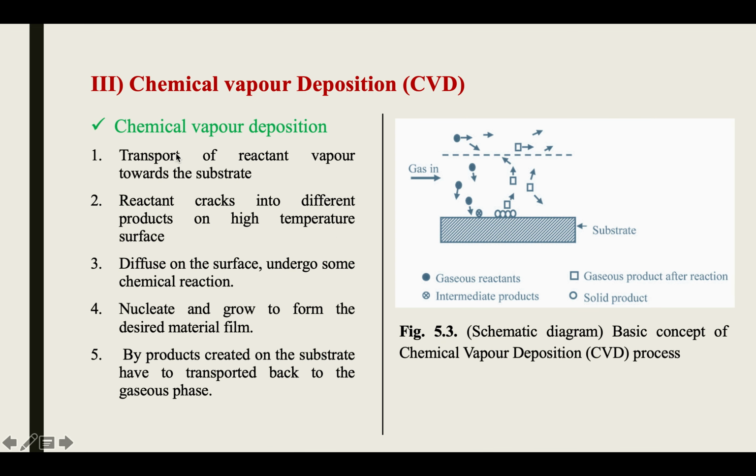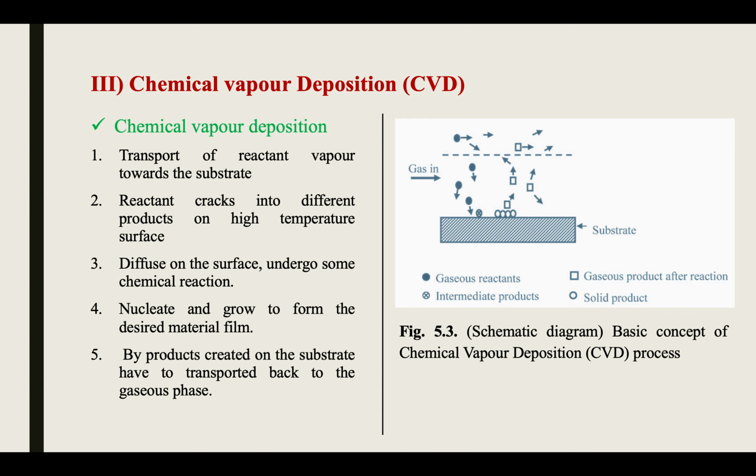This is the first point. First, the transport of reactant vapor towards the substrate will come. These are the solid dots, and they come towards the substrate. Then this reactant cracks into different products on this high temperature surface. The substrate surface has a very high temperature. It cracks on this surface, and after cracking you will have multiple products. These products diffuse on the surface and undergo some chemical reaction with each other.